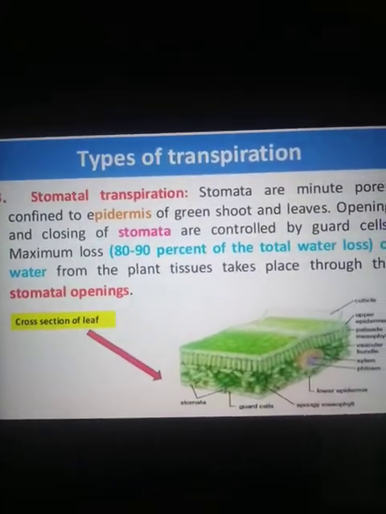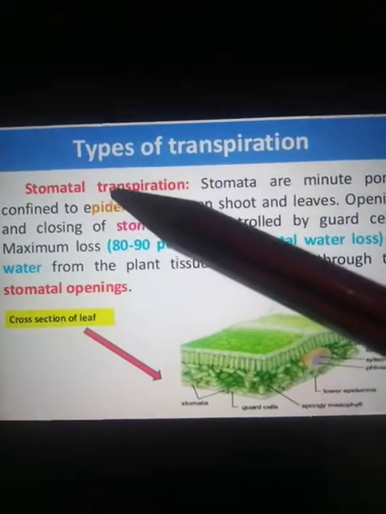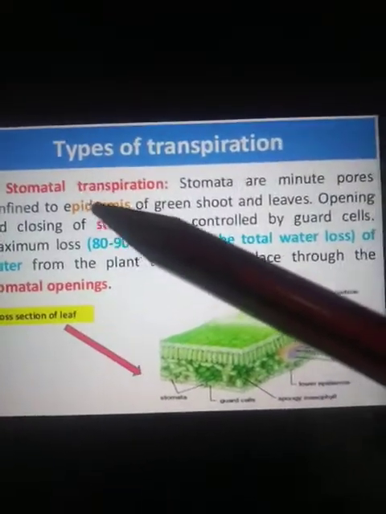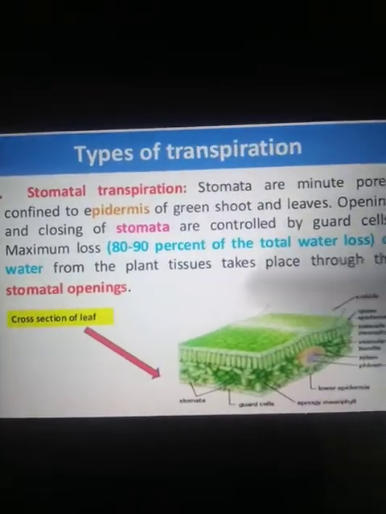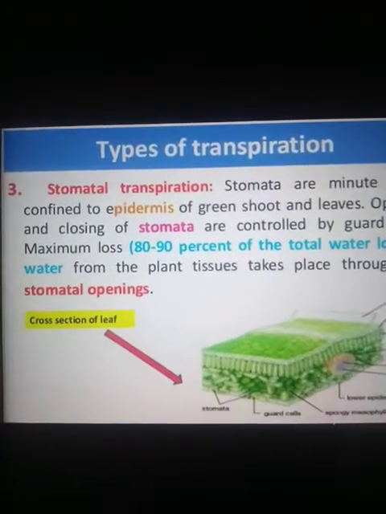The third one is the stomatal transpiration, and it is the major transpiration, which contributes 80 to 90% of the total water loss by transpiration.